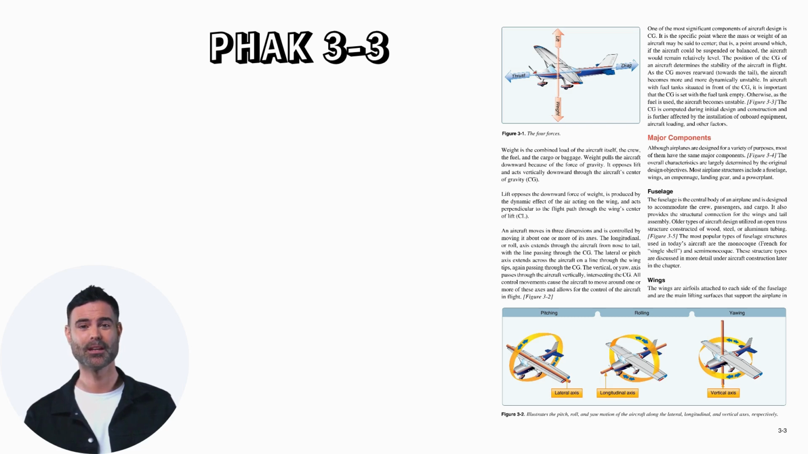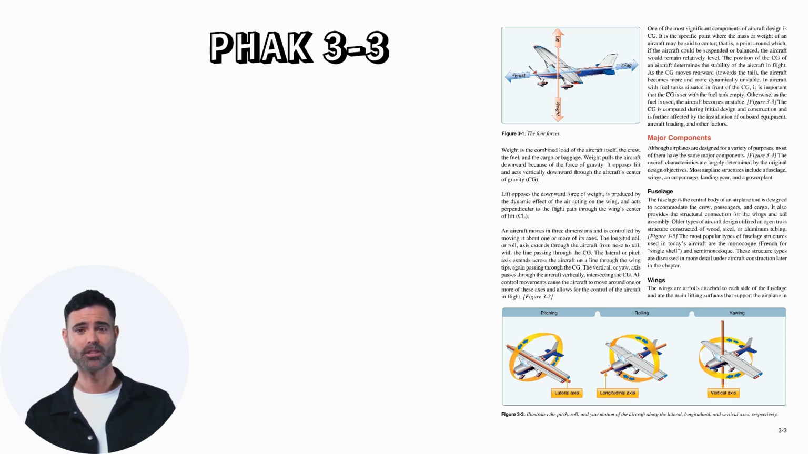Major components. Although airplanes are designed for a variety of purposes, most of them have the same major components. The overall characteristics are largely determined by the original design objectives. Most airplane structures include a fuselage, wings, an empennage, landing gear, and a power plant.